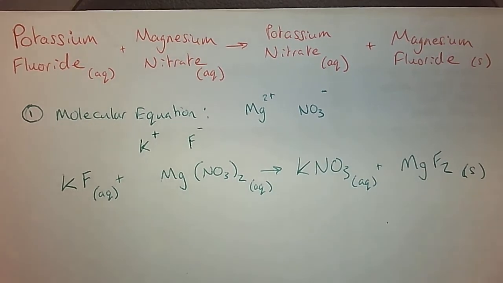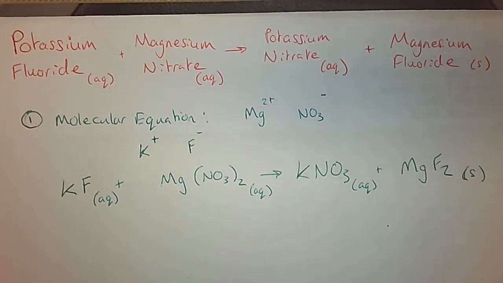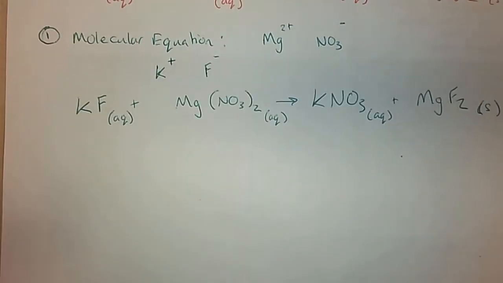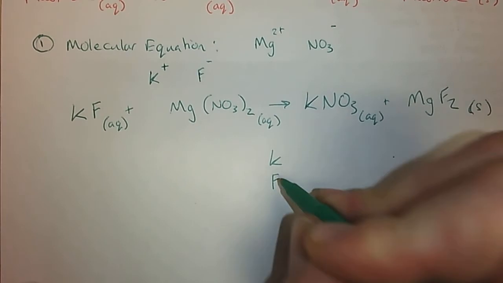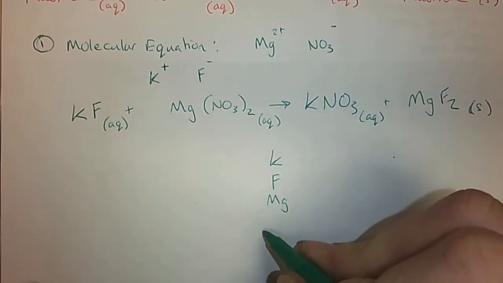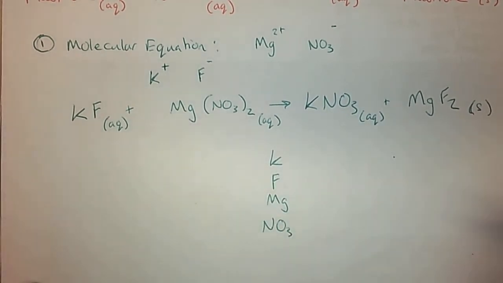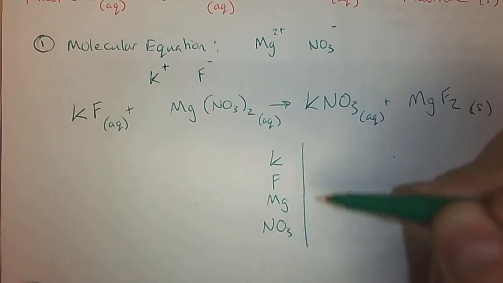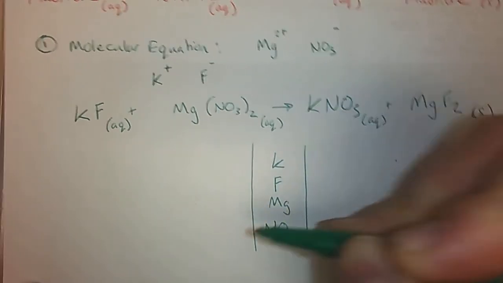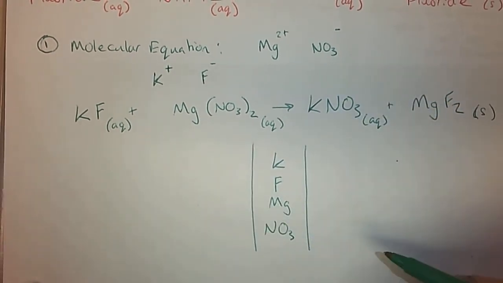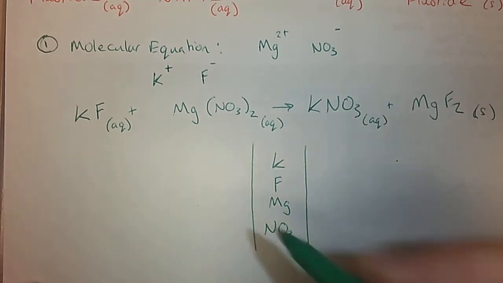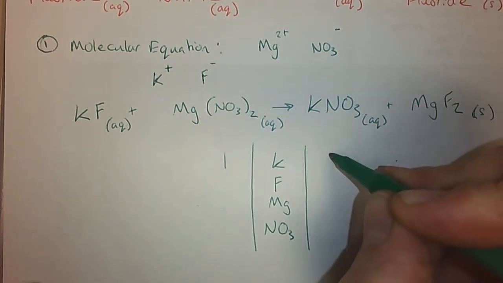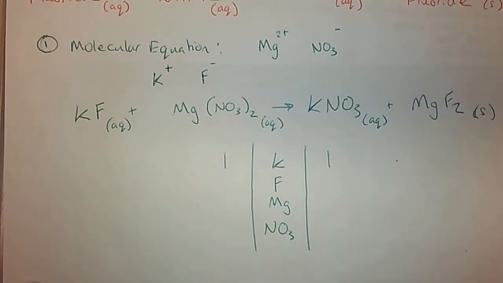So let's do our usual, where we go filling in how many of each we have on both sides. We've got some Ks, we've got some Fs, we've got some Mgs, and we've got some NO3s. Take that as if it was its own element, okay? Even if nitrogen or oxygen appears on its own in this reaction, still take the polyatomic ones as their own, okay? So we've got 1 potassium on each side.